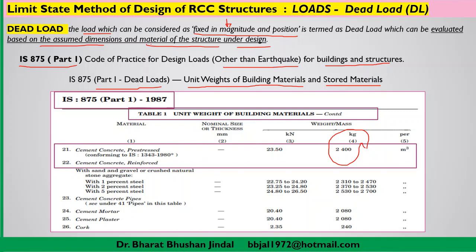By this information, if you are taking the unit as kilonewton, then it will be 23.5. But normally we will be taking the unit as kg per meter cube, so you can take 2400 kg per meter cube as unit weight of cement concrete. Accordingly, other types of information are available in Table number 1. I have just taken a little bit of information just for the illustration purpose.